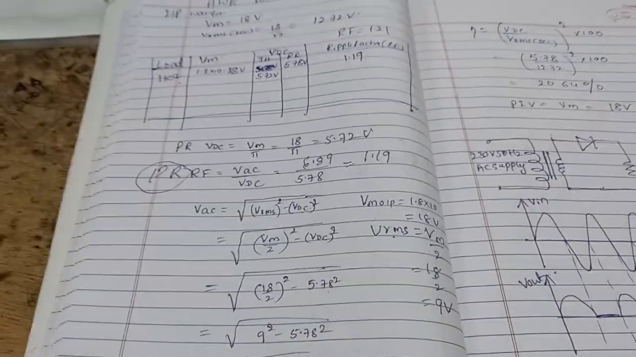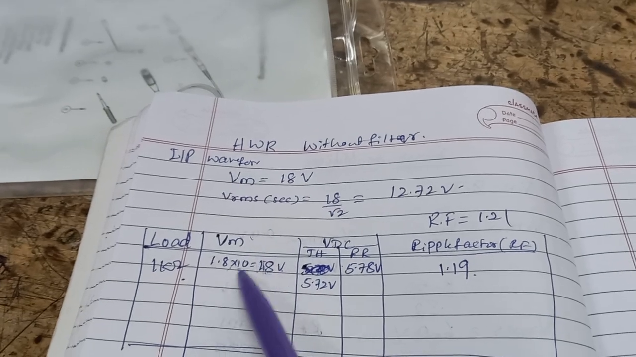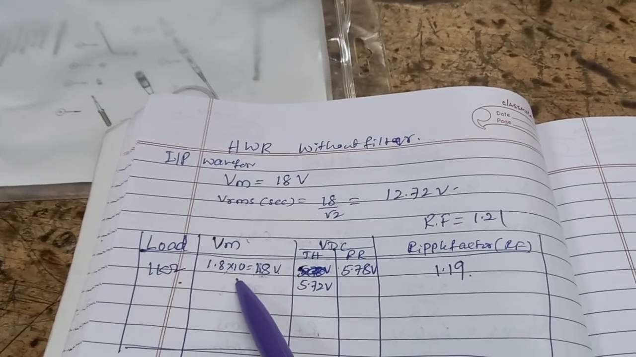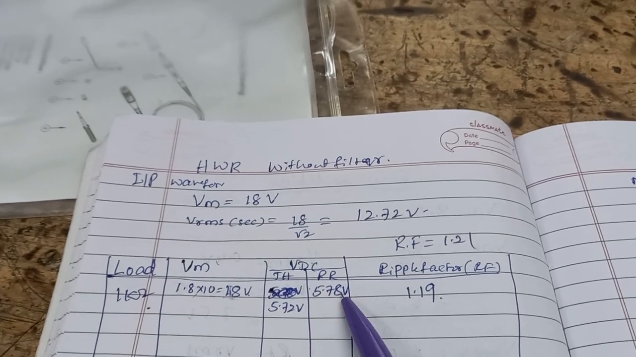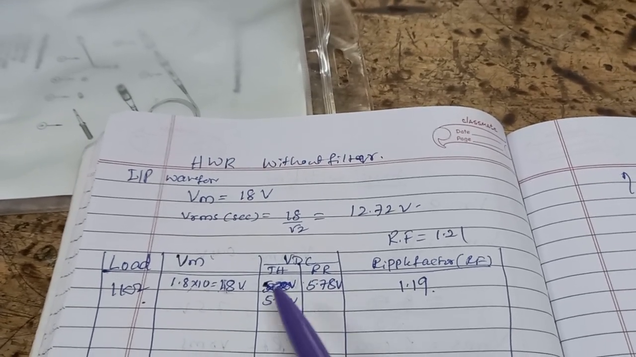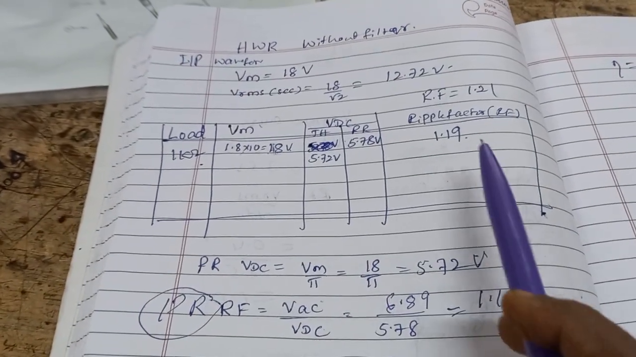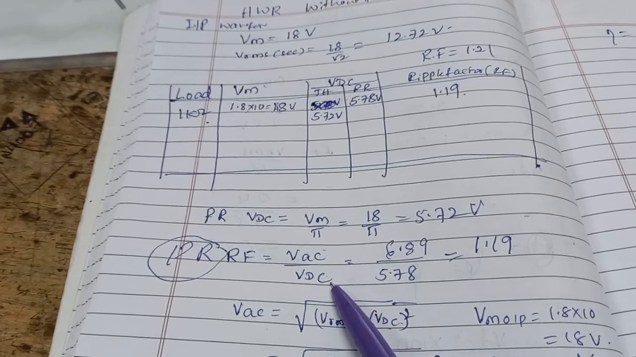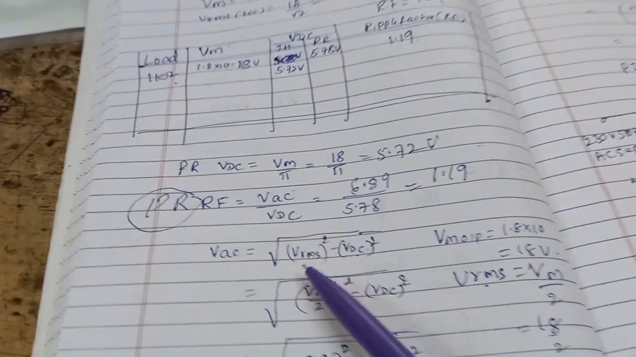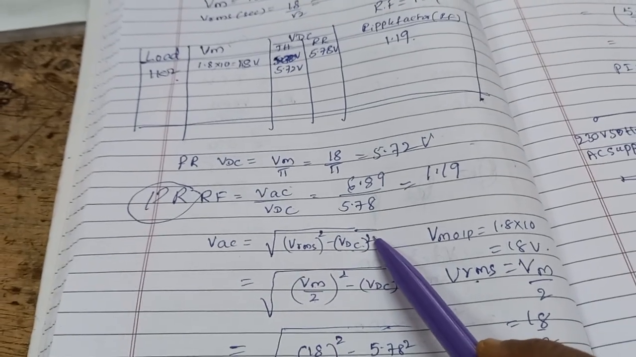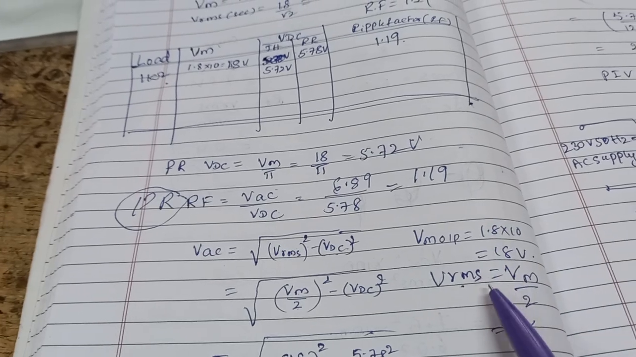In this way, you follow this table on 1 kilo ohm resistor. First, from the input waveform you calculate the Vm value, and using the multimeter you calculate the practical value, keeping it in DC mode, and the theoretical value you calculate with the help of the formula. Then ripple factor is the ratio of VAC by VDC. VDC we already got, VAC we will calculate. VAC is the square root of VRMS square minus VDC square. VDC practical value you have to substitute. VRMS is Vm by 2.